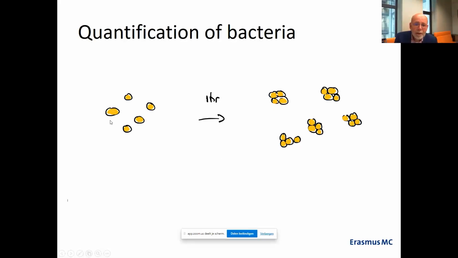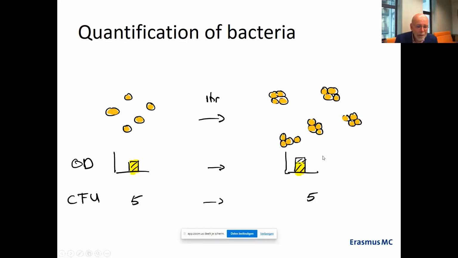If 5 bugs, for instance, divide, and during the division of 1 hour twice, they remain sitting alongside each other, like in the case of staphylococci, your optical density during this hour will slightly increase. But your CFU won't. So again, there is an issue. How do you measure the amount of bugs?